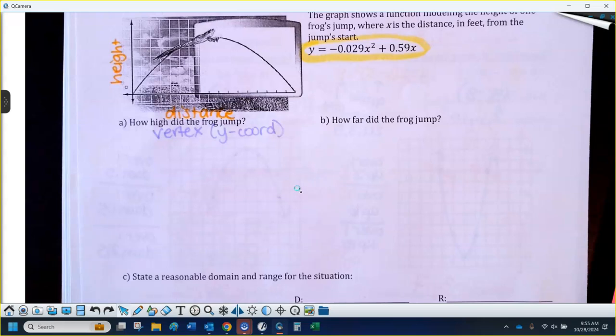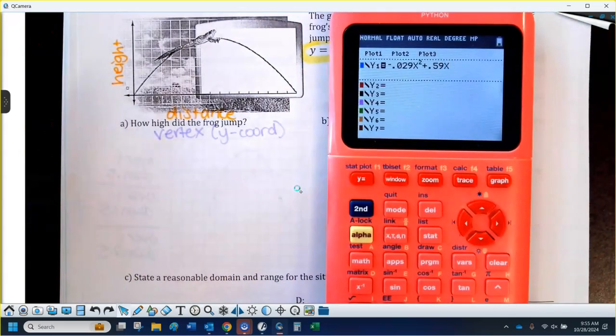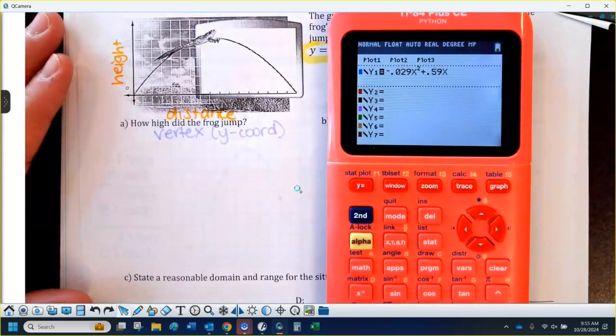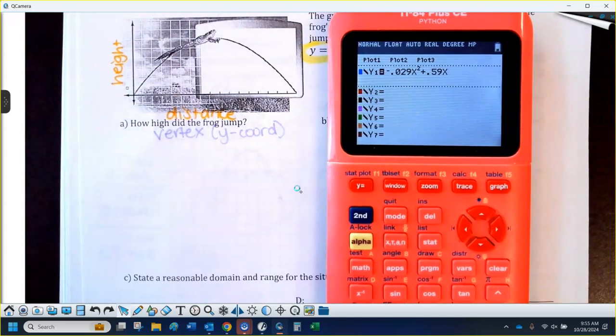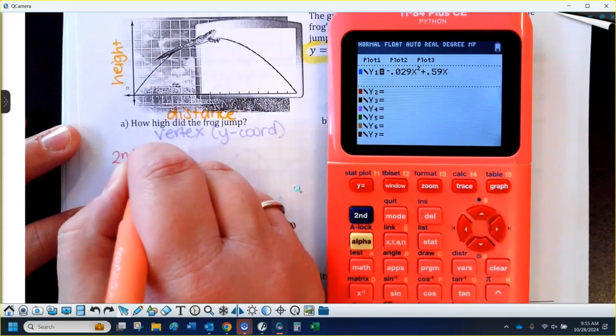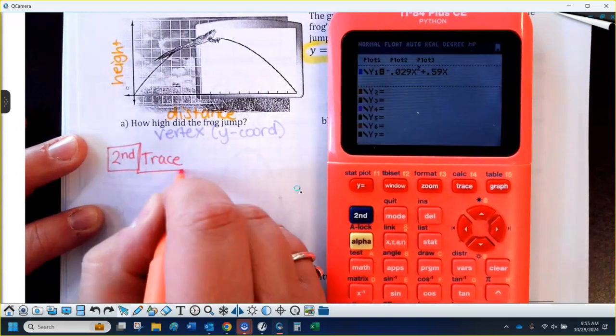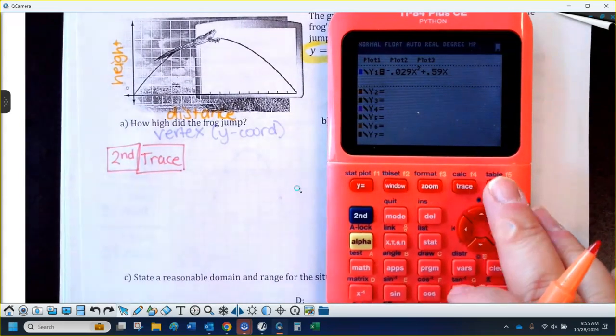Now, if you want to, you could do negative b over 2a and find it from the equation. I'm just going to show you real quick how to use the calculator to do that. I think we did this before, but I honestly can't remember. So if we got the equation in here, if I want to find the vertex, you're actually going to go to that menu that we were just using. We're going to hit second trace. Let me go ahead and hit the graph.